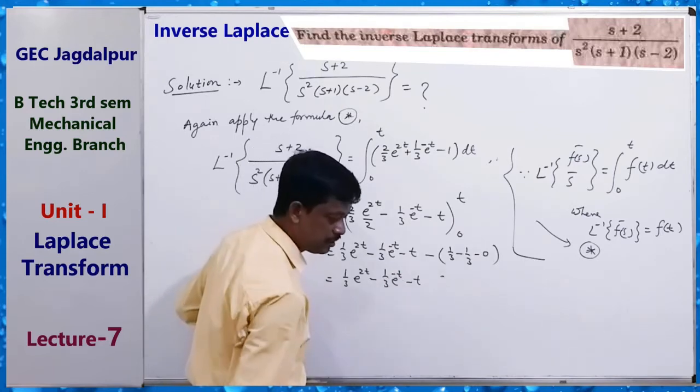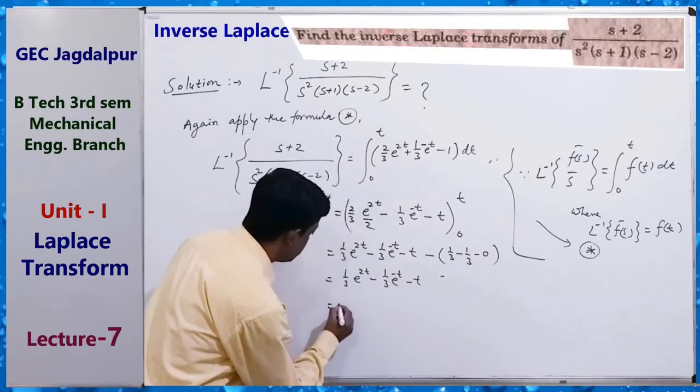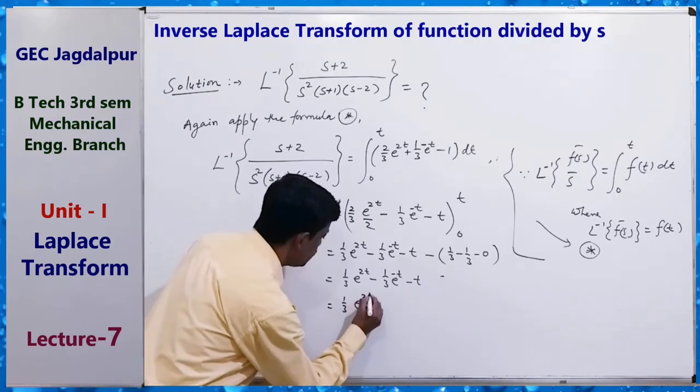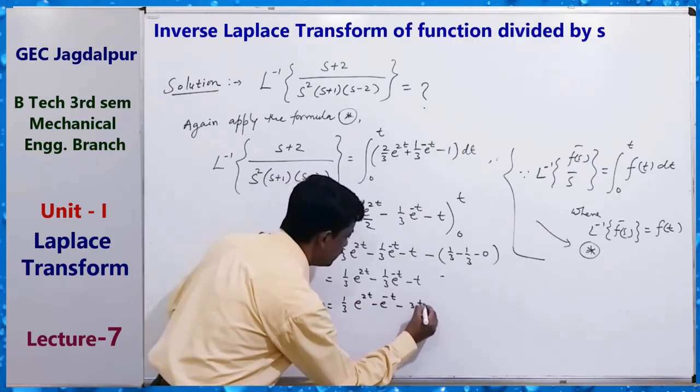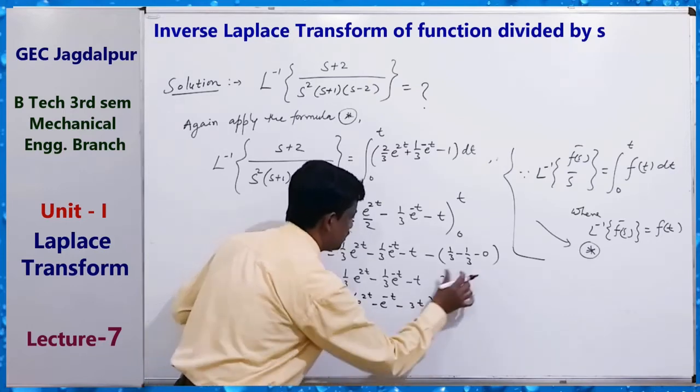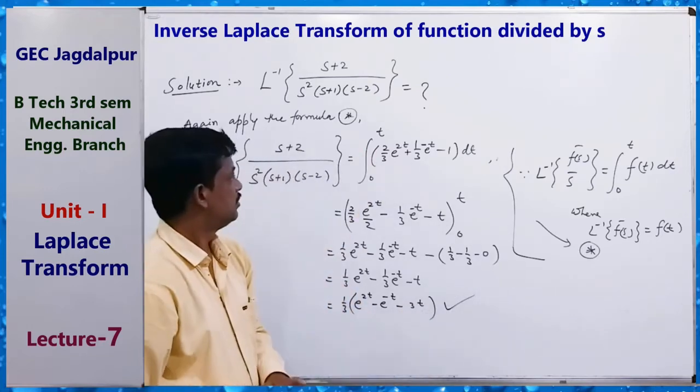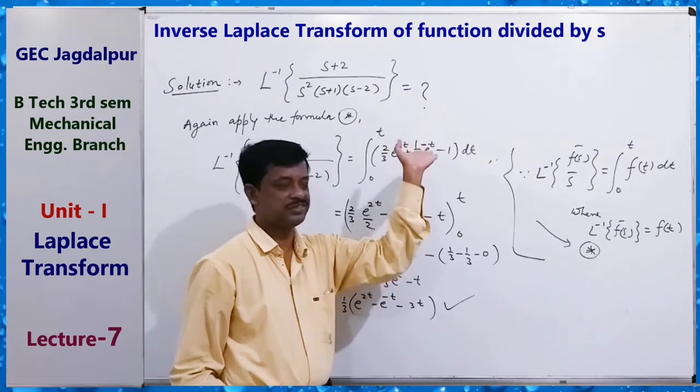Minus t. So 1 by 3 e to the power 2t minus e to the power minus t minus 3t. This is our answer. Okay. So there was a mistake in sign.